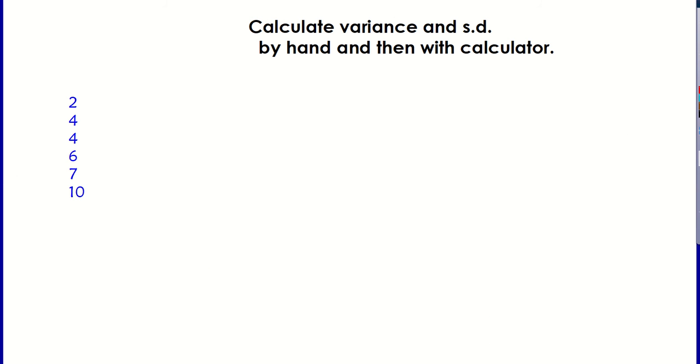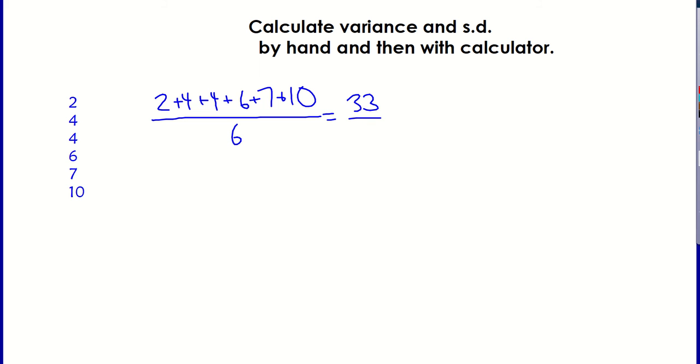All right, so let's practice by hand first, computing the variance and standard deviation of this set, and then we can check that with the calculator. For the variance, the first thing I need to do is find what the average is. So I'm going to add up 2 plus 4 plus 4 plus 6 plus 7 plus 10. That would be 33, and I'm going to divide by the number of values. 33 over 6, which would be 5.5.